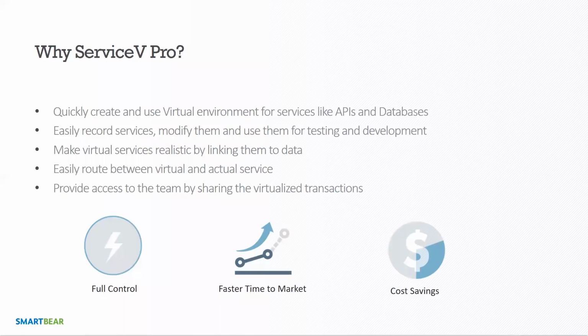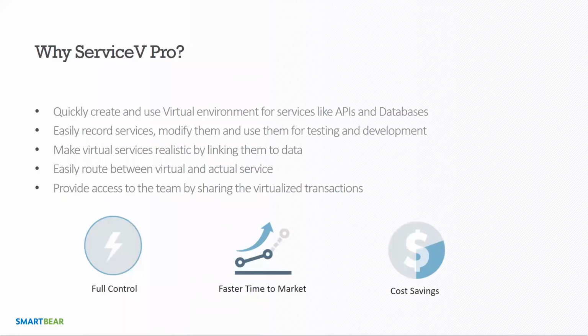You can easily record your API transactions. You can modify them and use them for whatever purpose: testing, development, prototyping, whatnot. And recording is pretty easy. We'll show you that when we do the demo. And you can make these virtual services very realistic by linking them to data. We talked about it, linking each and every response parameter to a column in the database. It's very easy. It's just a few clicks. And once you have done that, the response of your API will pick values from each and every row of your database and respond in a sequence or logic defined by you.